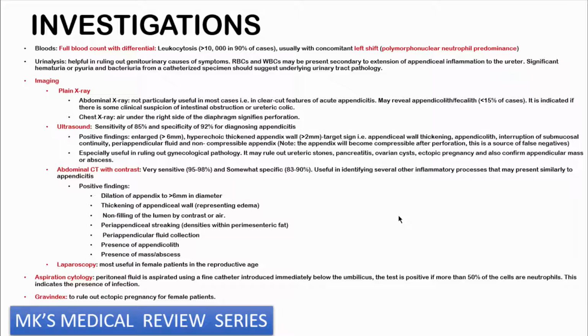So blood investigations include a full blood count with a differential. You're going to be seeing leukocytosis. In more than 90% of the cases, the white blood cell count is going to be greater than 10,000 cells. Then usually there is a left shift, so there's going to be immature granulocytes.